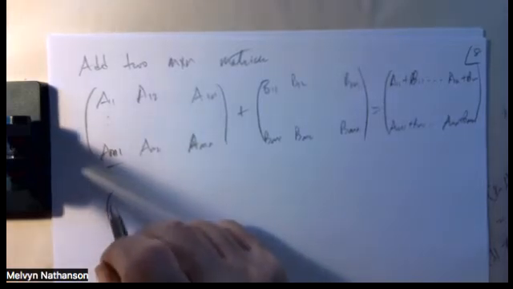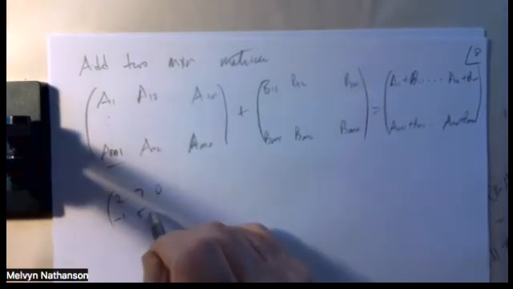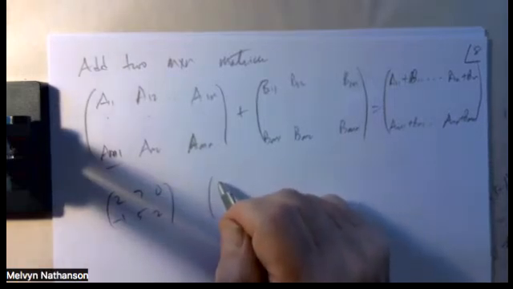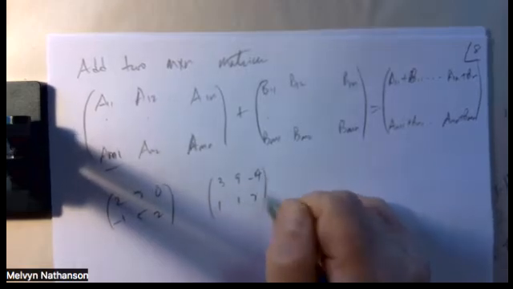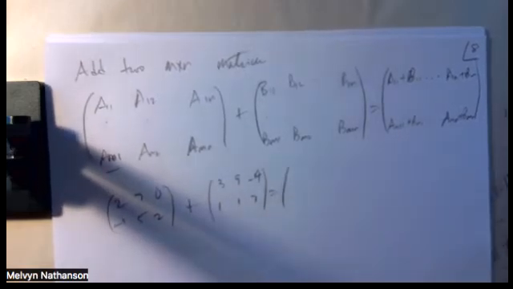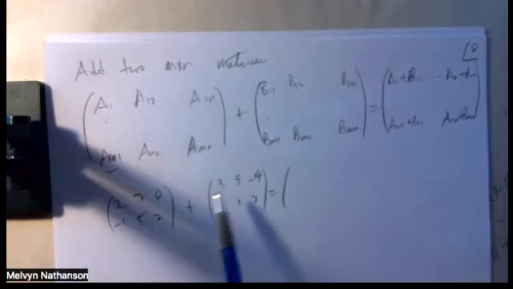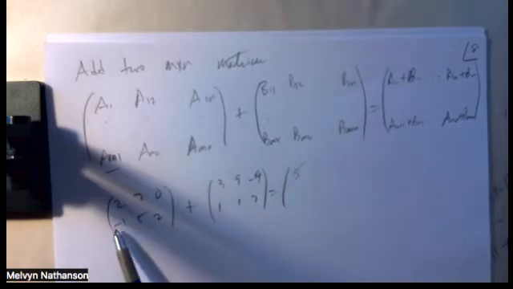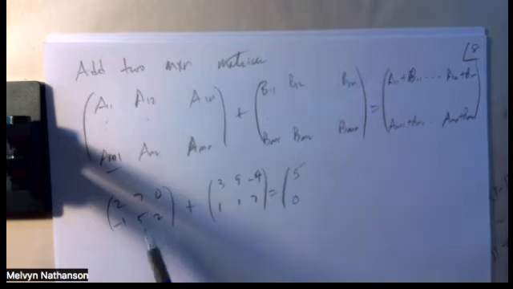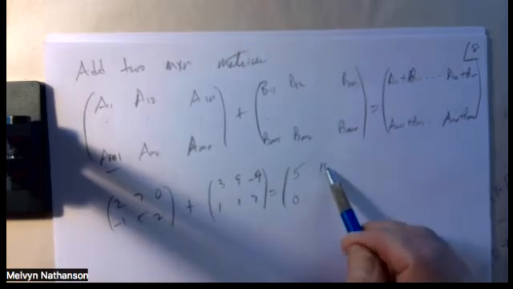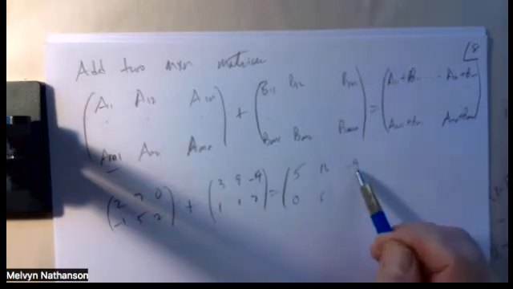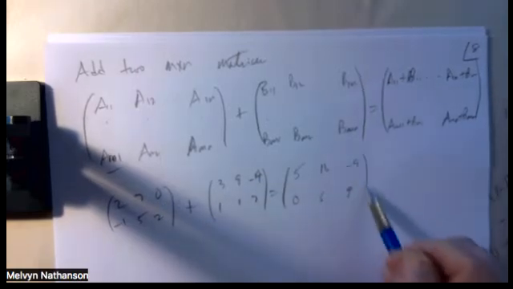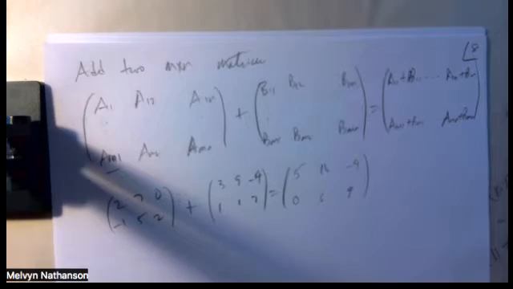So for example, if you have the matrix 2 7 0 minus 1 5 2, and the matrix 3 9 minus 4, 1 1 7, and you want to add them, you add the coordinates in the same locations. 2 plus 3 is 5, minus 1 plus 1 is 0, 7 and 9 is 16, 5 and 1 is 6, 0 minus 4 is minus 4, 2 and 7 is 9. So this is the operation of matrix addition.